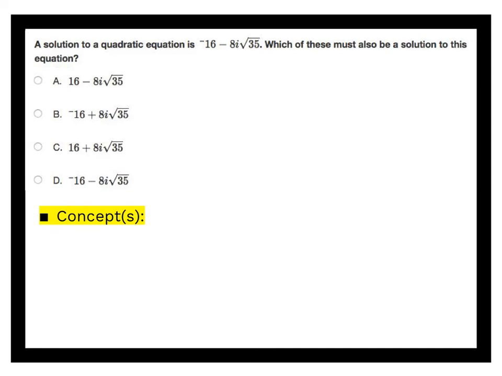This question says that the solution to a quadratic equation is given, and it's an expression with an imaginary number. So the first concept here is imaginary numbers. The next concept here is that it's asking us to find another solution. Well, this is all about knowing that the solutions that are imaginary to some polynomial always come in what's called conjugate pairs.